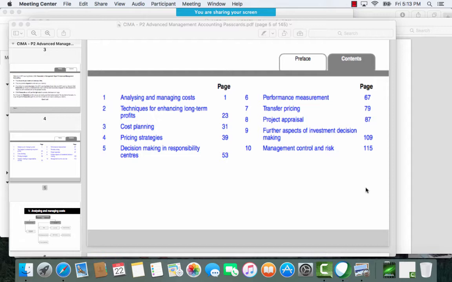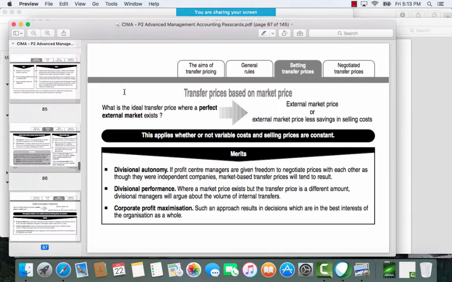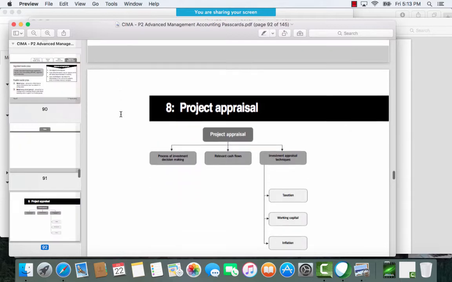They will not ask you to calculate something. Most probably they'll give you the calculations already done for you to interpret, and then do the justification and answering side of it. Okay, now let me go to page 87. Right, let me try to expand this.